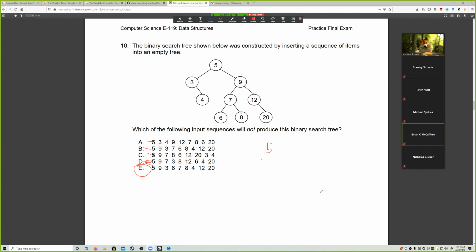Because basically if we were to build this one, it would be 5, then 9, then 3, then 6, then 7, then 8, 4, then 12, and 20. And this looks very different from this one, and not just because my handwriting is terrible.